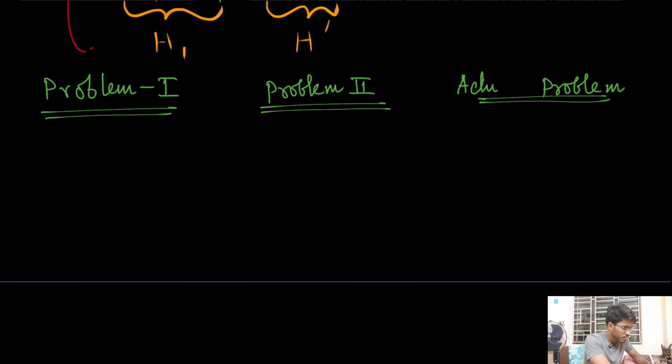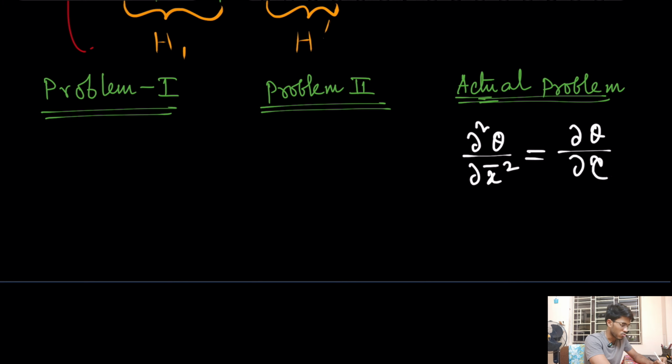Actual problem, correct. Now actual problem is what? Actual problem is your del 2 theta del x bar 2 is equal to your del theta del tau.